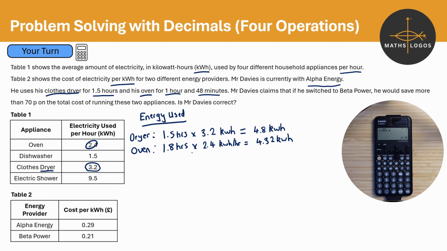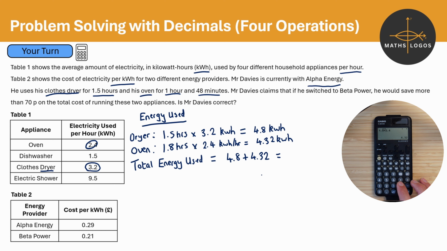Okay, so that's how much energy he uses between the dryer and the oven. Let's work out the total energy he uses. So I'll say the total energy used, and that's equal to the sum of these two numbers. So 4.8 add my 4.32.